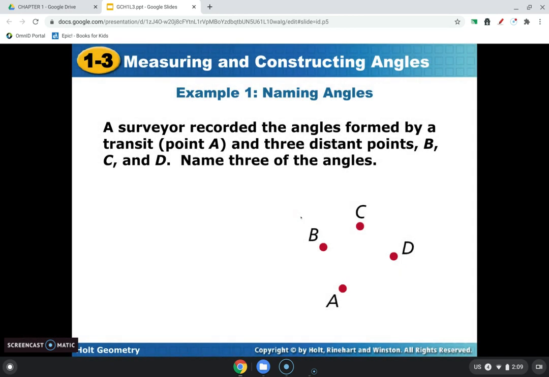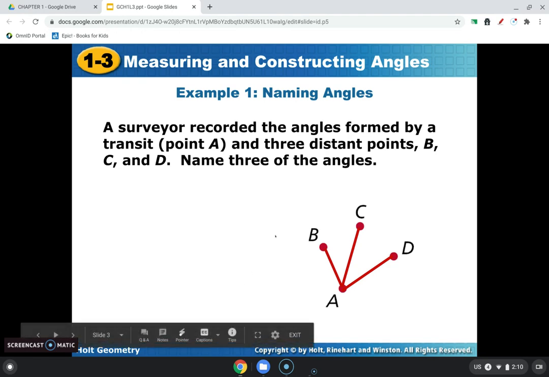Okay, so a surveyor recorded the angles formed by the transit on point A and three distant points B, C, and D. Name three angles. Well, you could say angle BAC, angle CAD, and angle BAD. Notice A is the vertex, so that's always going to be in the middle. You couldn't really say angle A for this one because you're not sure exactly what that's referring to. That's when you want to use three letters and be specific.